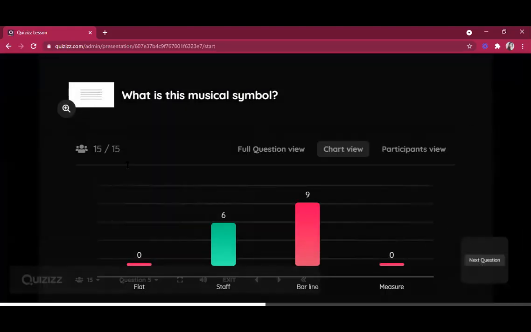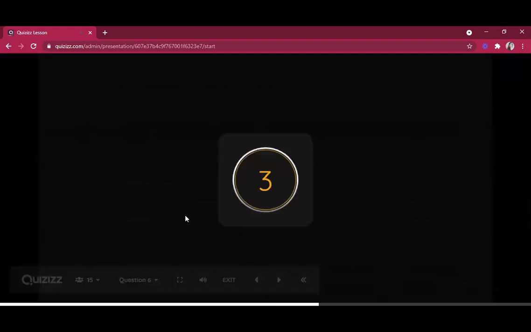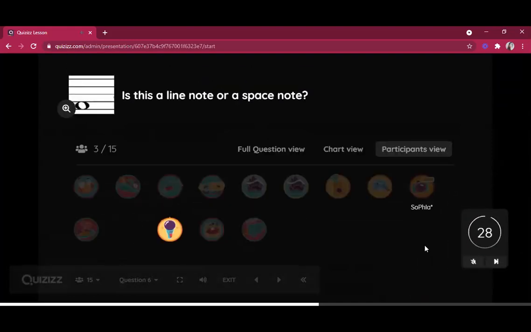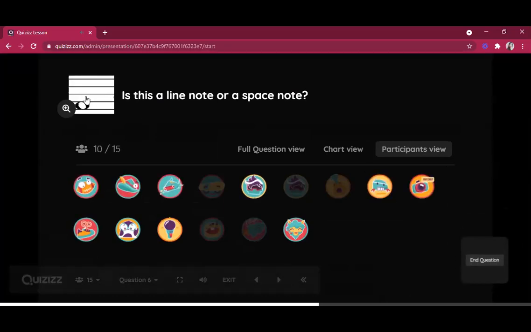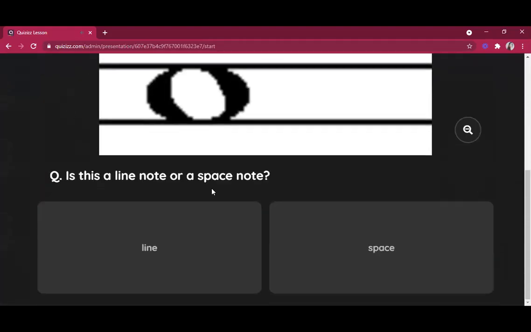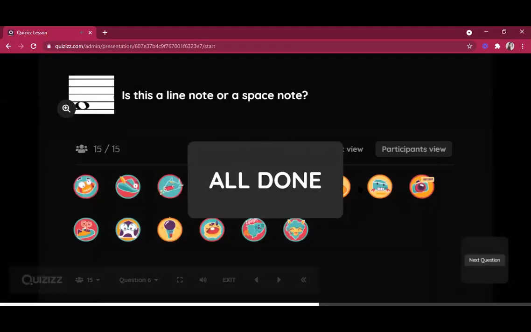The bar lines are standing. This is our sixth question. Number six. Okay. So is this a line? Easy. Is a line note or a space note? Let's take a look. I press something random. Is a line note or space note? Why me hands? I press something random. It made me go fifth.